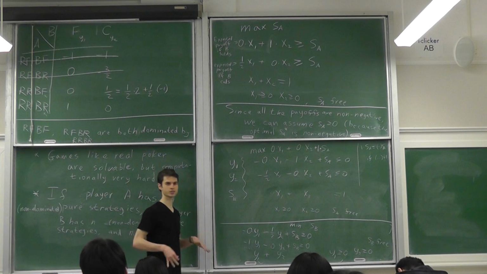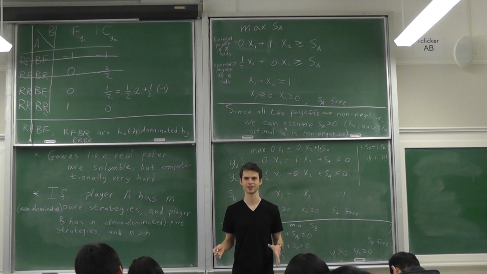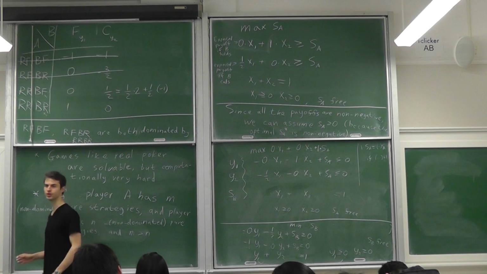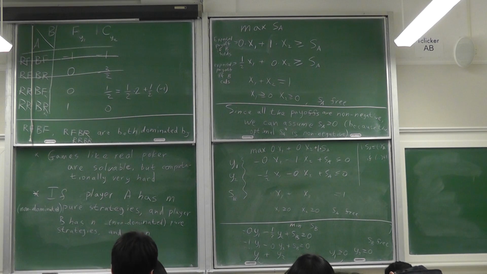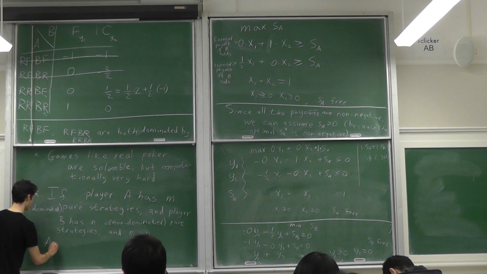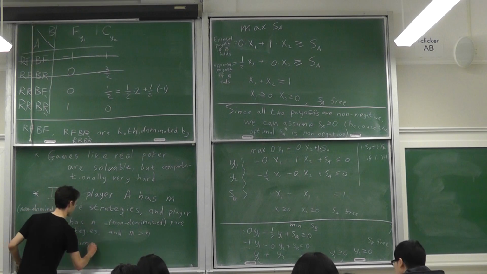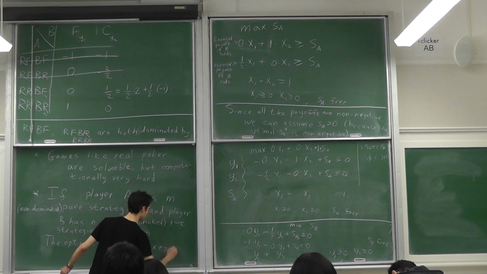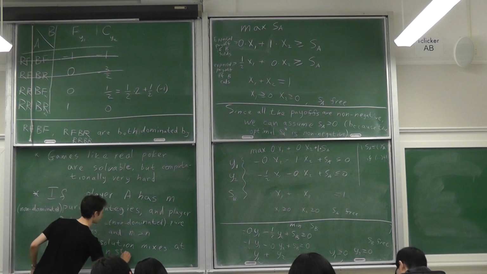Suppose that player A has 1 million pure strategies. So for player A, the decision is really hard. She has to choose between 1 million strategies. But player B has only, let's say, 2 possible responses. Is this game really hard? Well, the answer is no, not that hard. Because for A, the optimal solution mixes at most n strategies.